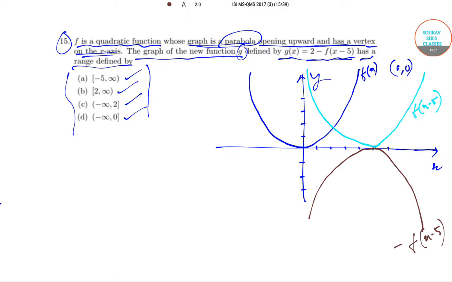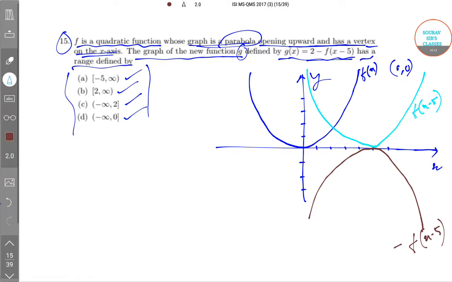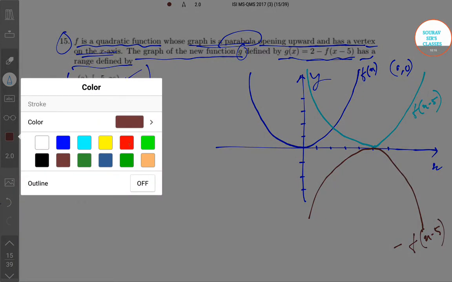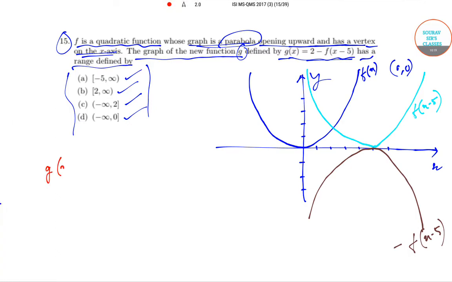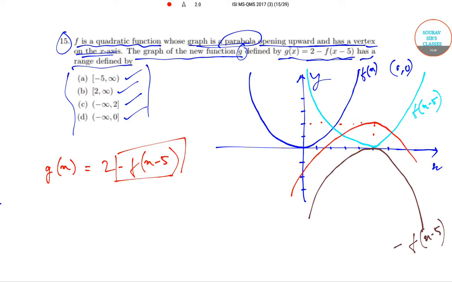So g of x is equal to 2 minus f of x minus 5. The function given by minus of f of x minus 5 goes up by 2 units on the y-axis. So this will be the new vertex of the point, and the curve will look somewhat like this. This is 2, this is 5. Now we need to find out the range of the function g of x.